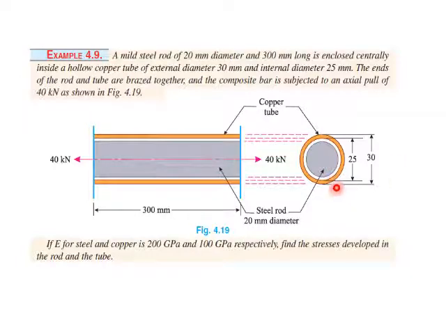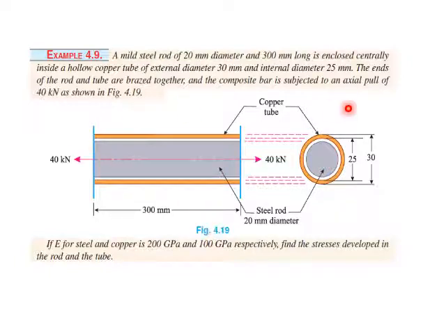So the question is, you have a steel tube of diameter 25 mm, which is coated with the copper tube at the outer edge, having a diameter 30 mm. So copper tube is 30 mm and steel tube is 25 mm. Okay, so that's how this is a cross section. When you take a longitudinal section, this is how you're going to observe this.